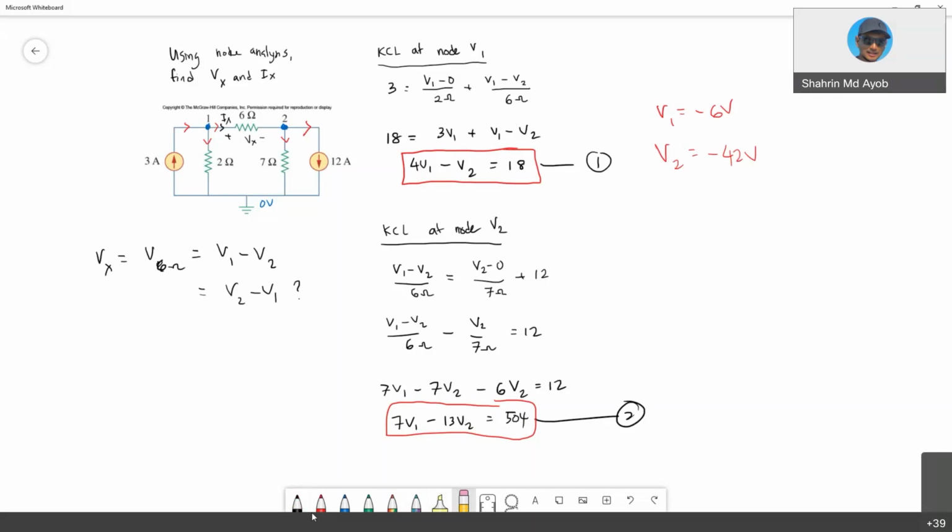So you need to be consistent. We just follow the direction of the current that we have already assumed. Since the direction of the current is going from node 1 to node 2, you need to write down the polarity as V1 minus V2. So your V1 is -6, minus -42, which is -6 plus 42. This should be 42 minus 6, 36 volts.